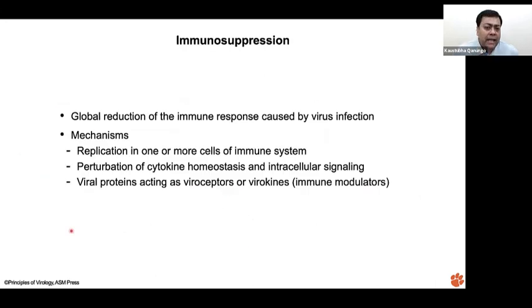Then the last one we are looking at is the global suppression by the measles virus, and how the immunosuppression is caused by the measles virus specifically. This is due to the perturbation of cytokine homeostasis by intracellular signaling, or the viral proteins acting as viroceptors, or the virokines that we talked about.